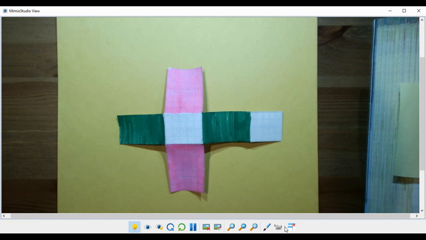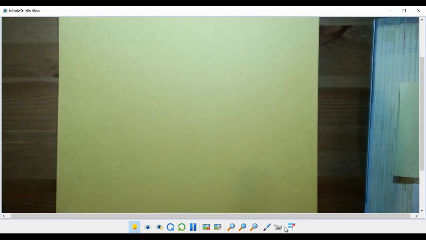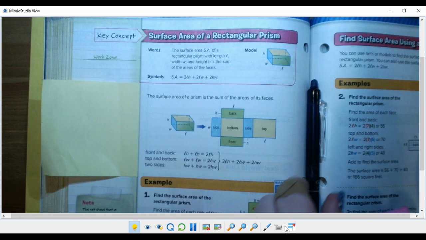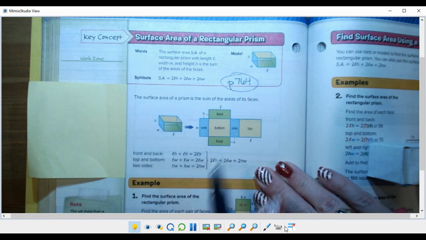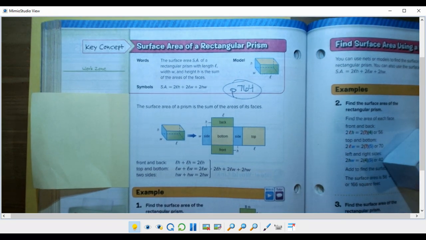Now, there is a formula that might make it even easier. Let's go to the book. I'm going to be on page 764. All right, zoom in a little bit more.